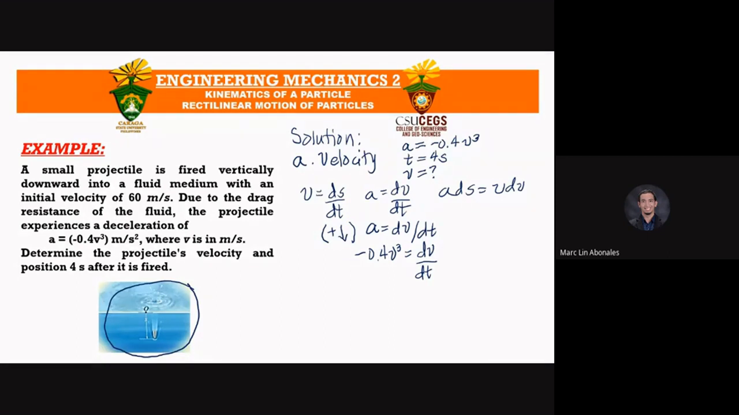So we cross multiply, we combine the like terms or the same variables. So dt is equal to dv over negative 0.4 v cube. So in this equation, unsa man to pag-solve aning equation nato? How can we perform this equation?